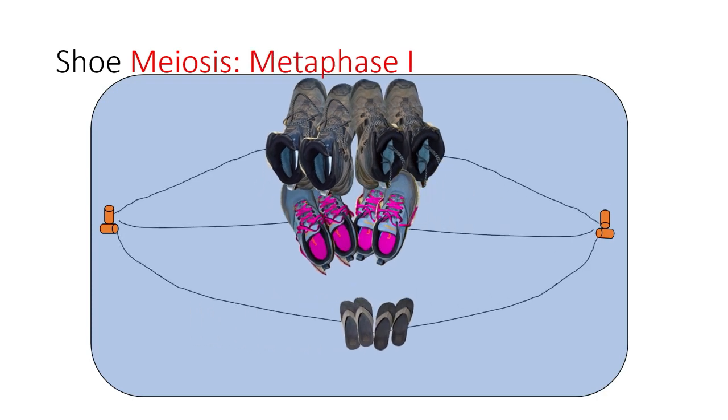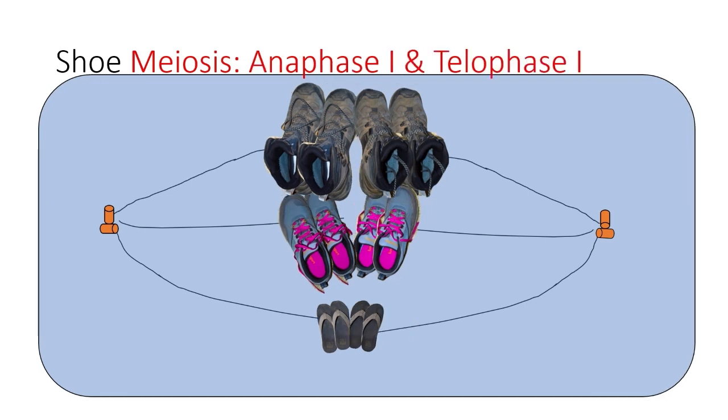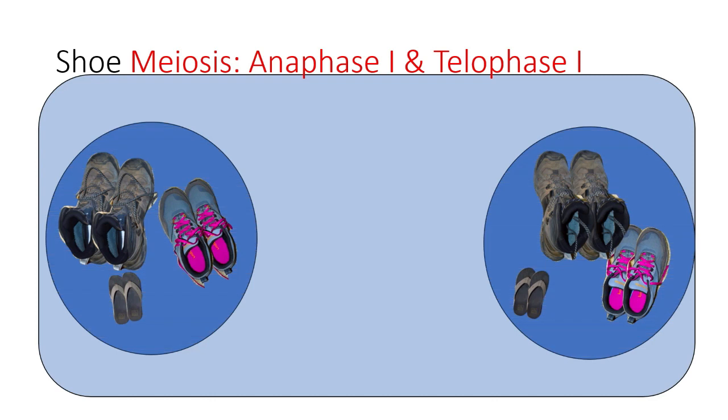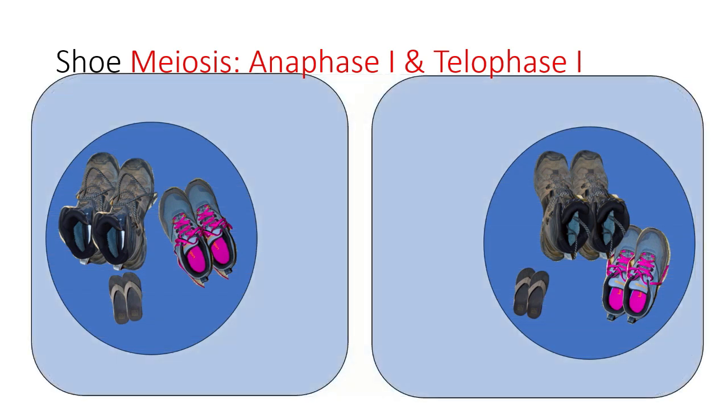We need to line them up. That would be metaphase 1, but notice they're lining up as pairs. Well, really pairs of pairs. We got all 4 of them together, these tetrad shoes. And then they get pulled apart in anaphase, as you'd expect. In telophase, we get the nuclear envelope back. Cytokinesis, we divide them. And now we're down to 3 types of shoes in each.